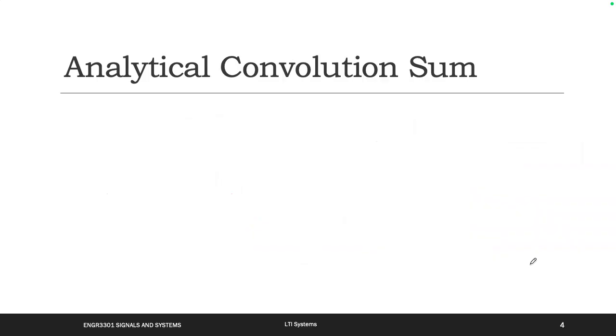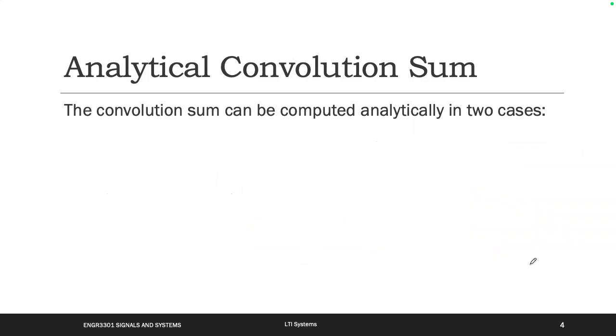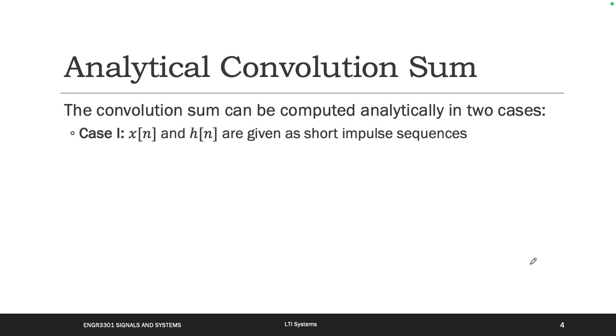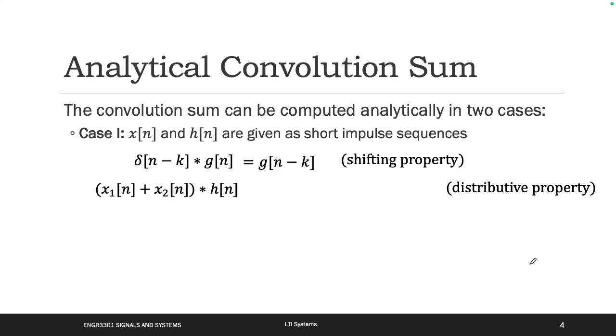We talked about some examples for the analytical convolution sum. It can be computed in two cases. In case one, x[n] and h[n] are given as short impulse sequences, and then we can use properties like the shifting property and the distributive property to simplify the computation process. We have already talked about some examples. Any questions for case one and case two?